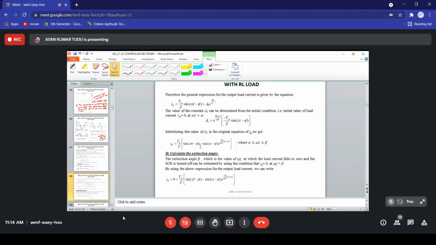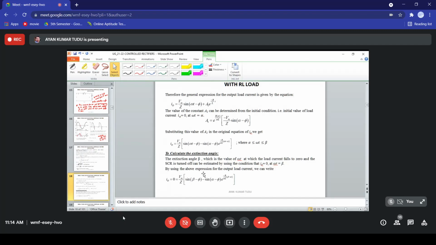Then we have to find the extinction angle. How can we find it? The extinction angle beta is the value of omega t at which the load current falls to 0 and the thyristor is turned off. It can be estimated using the condition that at I0 equal to 0, omega t equal to beta. So we put I0 equal to 0 in this expression, and in place of omega t we write beta. That's what we have done here.